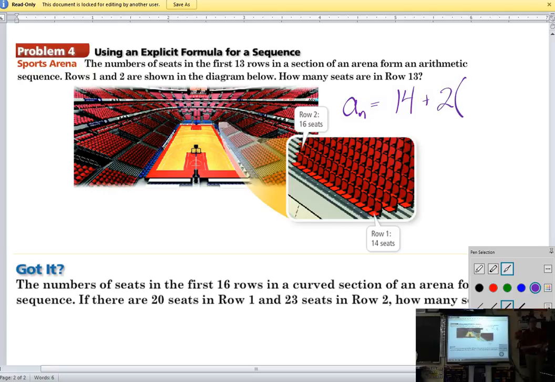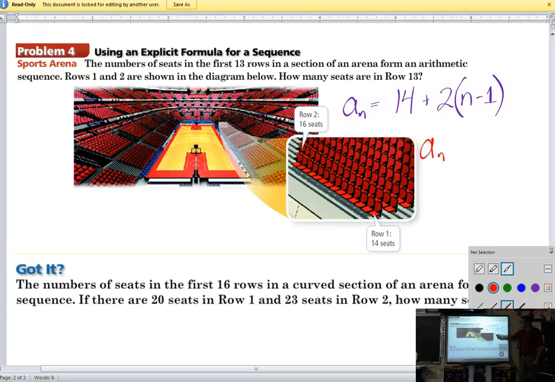2 times what? The number of seats. Number of rows? Yeah. Still doesn't quite work because row 1 wouldn't come out correct. Plus something. Megan? Minus 1 to compensate for the fact that the first row doesn't need any addition. Or, if I distributed this, it's going to give me the other way that we could write this.